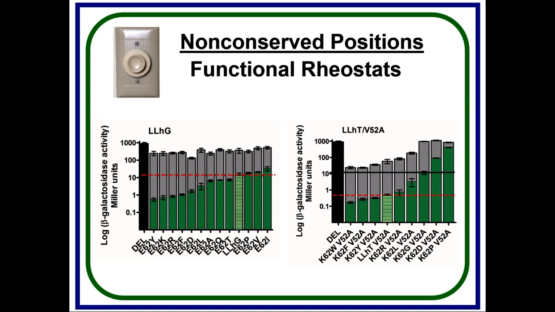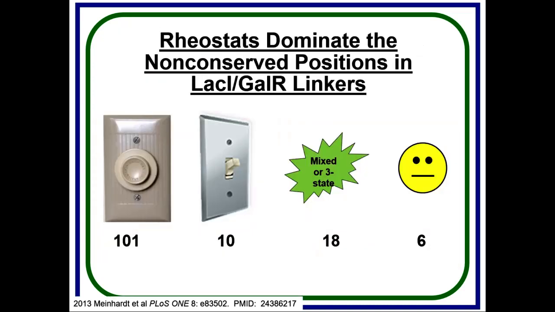Instead, most of the time we saw a very different type of pattern that we call a rheostat pattern. In this case, here's our starting protein with the striped bars, and some mutations make repression worse and some mutations make it better. On the right, here's a second example with the striped bar for the starting protein, and some mutations make it worse and some mutations make repression better. And this rheostat pattern dominates our data set.